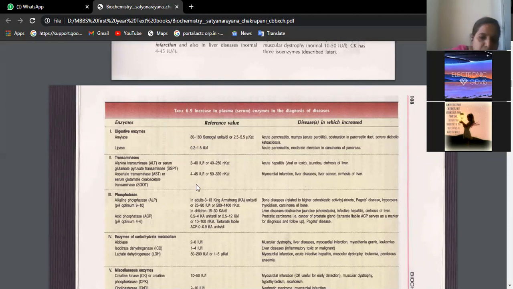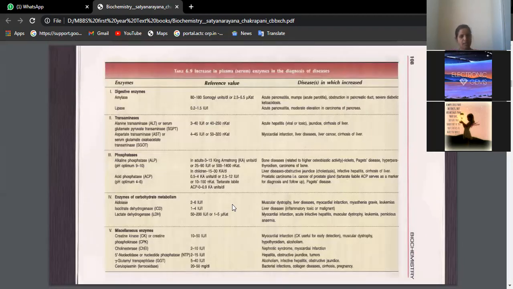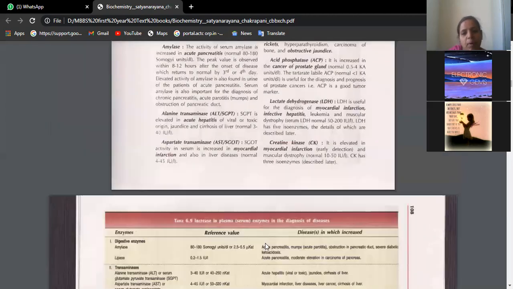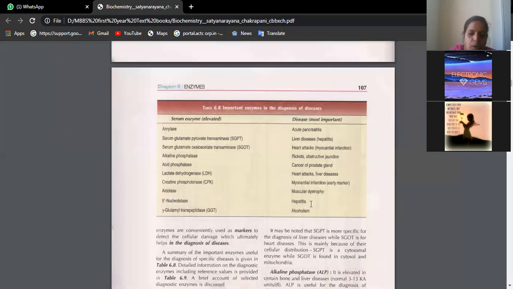I want you to learn this table thoroughly, because it has now come as part of an essay question, but it can itself come as a 5 marks or 3 marks question also. A short form of this table is also given, which is better. For example, amylase is increased in acute pancreatitis, SGPT especially in liver disorders, SGOT in heart attacks, alkaline phosphatase in rickets, and so on.